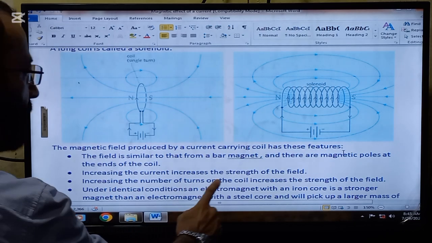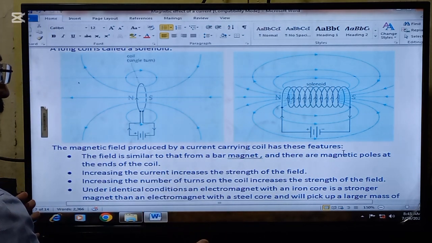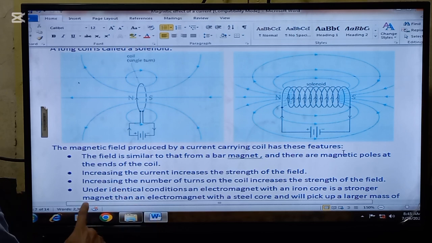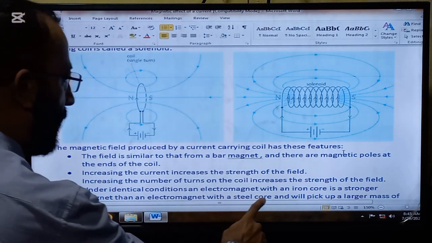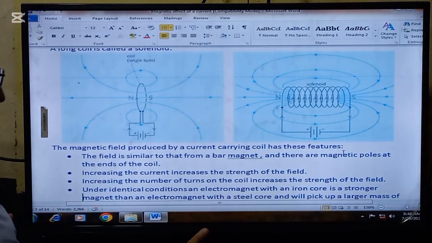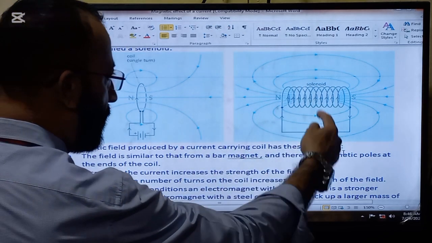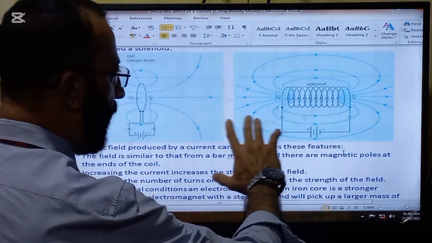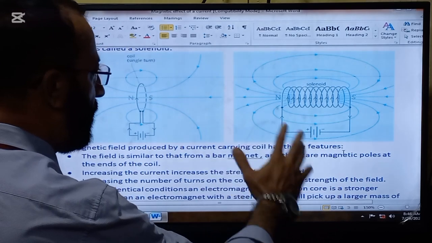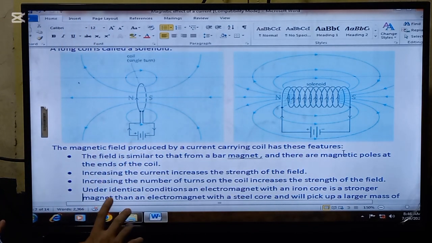Increasing the current increases the strength of the field. So the more the current, the more the strength of the field, and the less the current, the less the strength of the field. Increasing the number of turns on the coil increases the field strength. As the number of turns increases, the field strength increases. As the number of turns decreases, the field strength decreases.